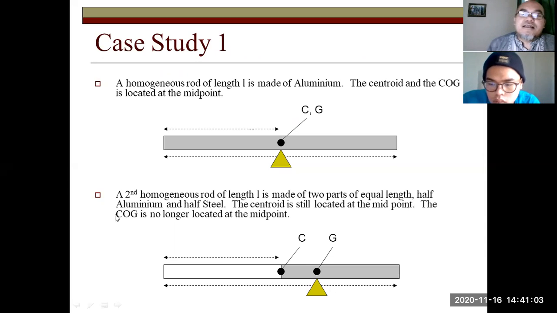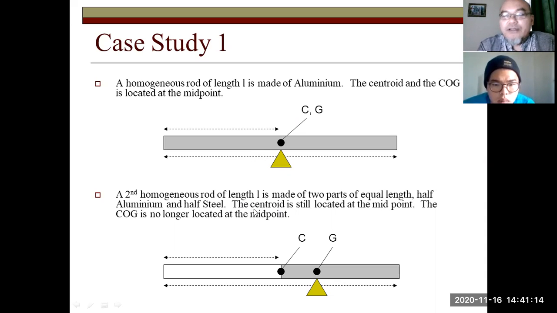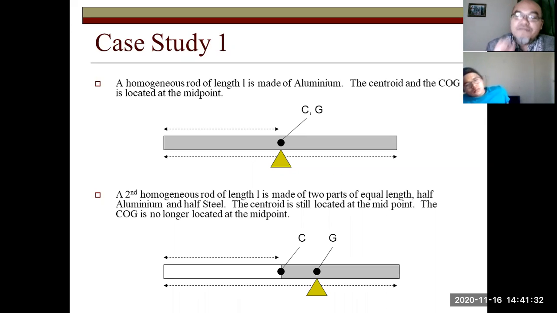However, in the second case, we have a second homogeneous rod of length 1, the same length as the previous case. However, it is made of two parts of equal length: the left half is aluminum, and the right half is made of steel, and steel is heavier than aluminum. The centroid, the center of geometry, is still located at the middle point.